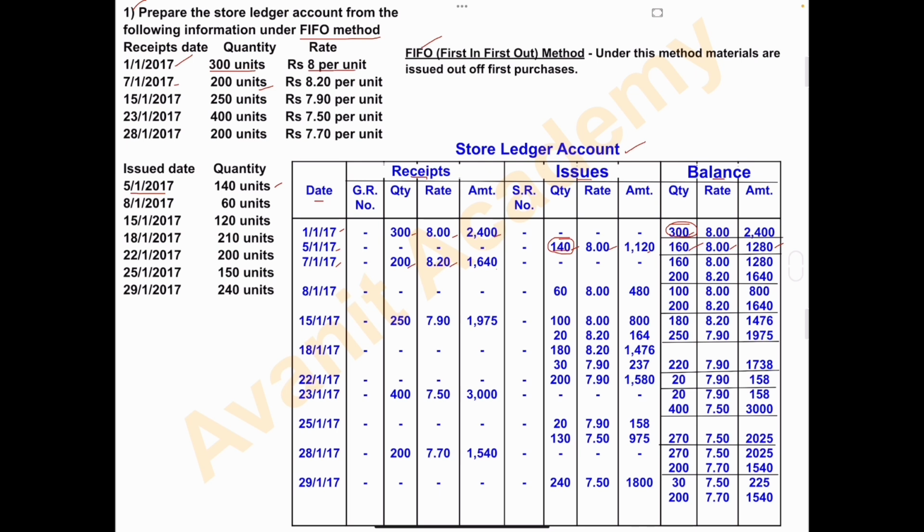Previous stock, write it as it is, that is 160 at the rate 8 per unit, and the amount is 1280.